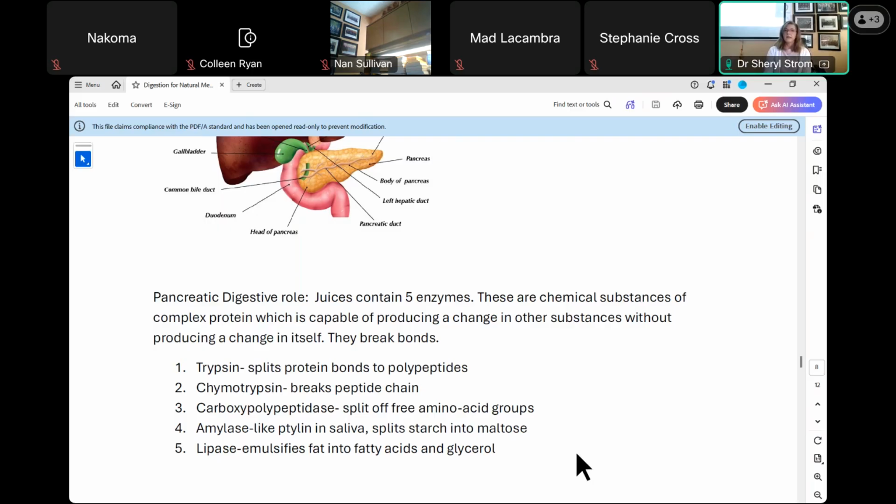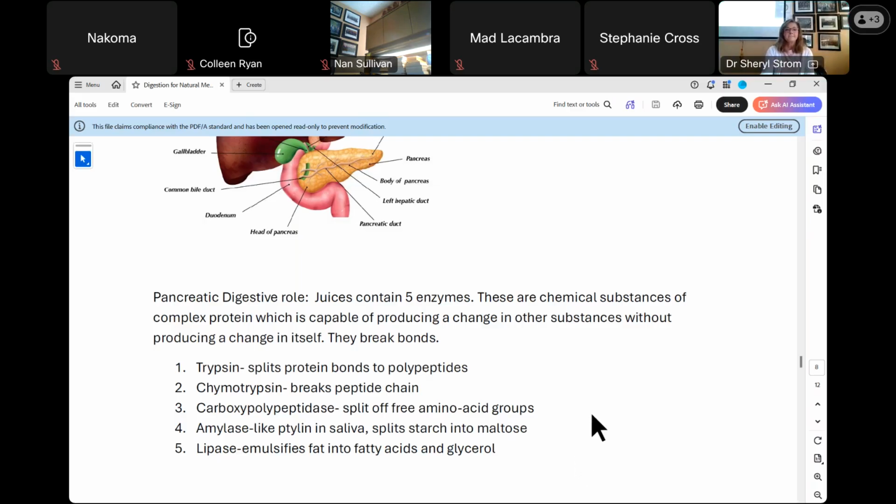Have you guys gotten in your chemistry class the chemical bonds? Have you done the double bonds, all of that? Okay. So we have trypsin, chymotrypsin, carboxypolypeptidase, amylase, and lipase. It would be nice if you knew those as well.